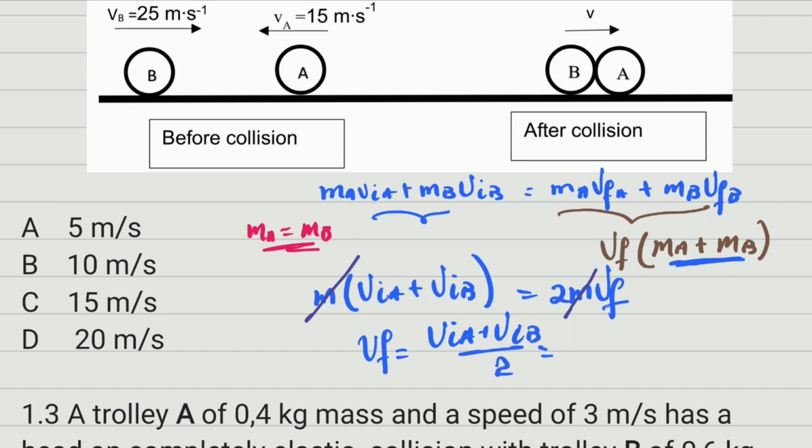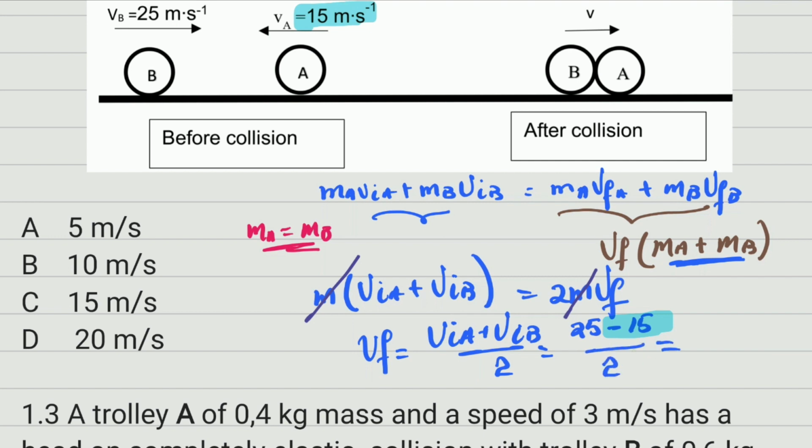When you substitute here, you will have 25 minus 15. Why minus 15? Because it's in the opposite direction. So either of them you have to give the opposite direction there, and everything is divided by 2.